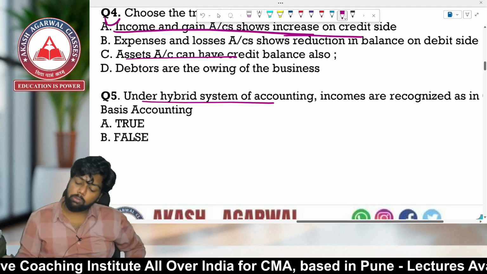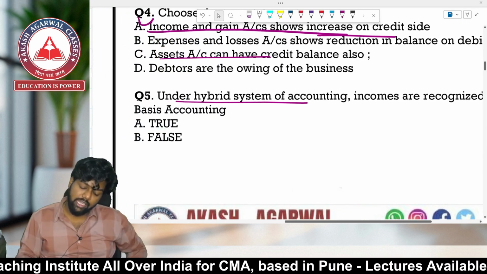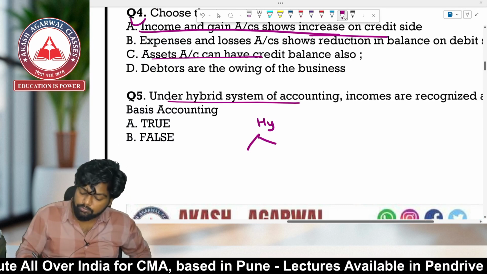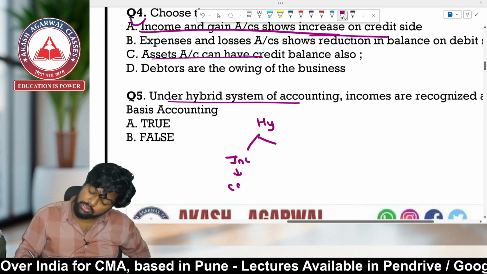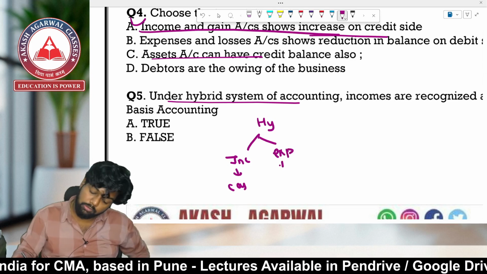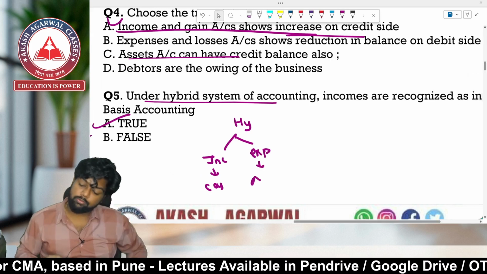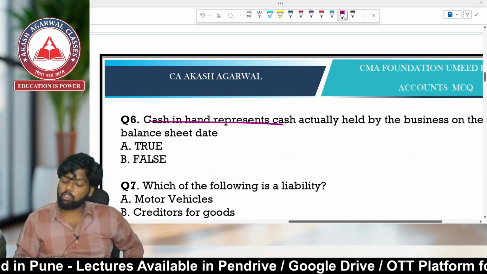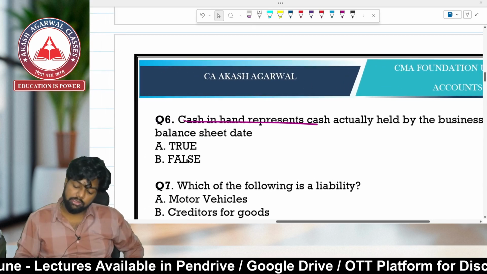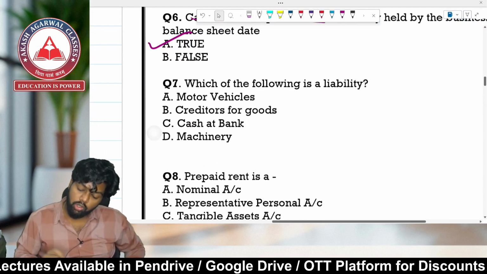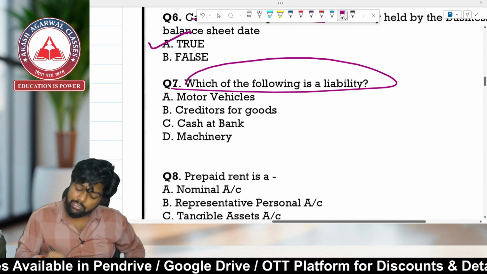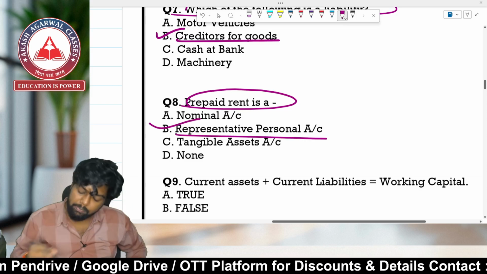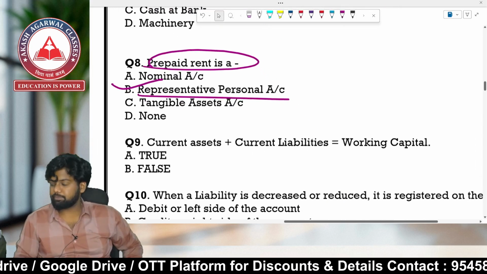Under the hybrid system of accounting, income is recognized on cash basis of accounting. Hybrid: income on cash basis, expense on accrual basis. Yes, correct, true. Cash in hand represents actual cash held by the business on the balance sheet date, true. Which of the following is a liability? Creditors for goods. Prepaid rent is a representative personal account.